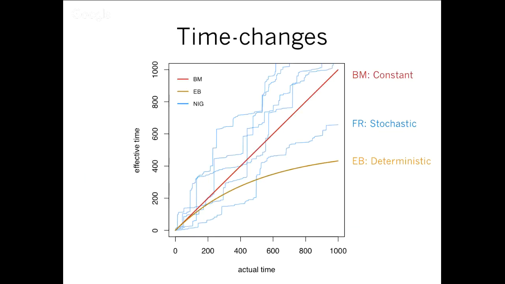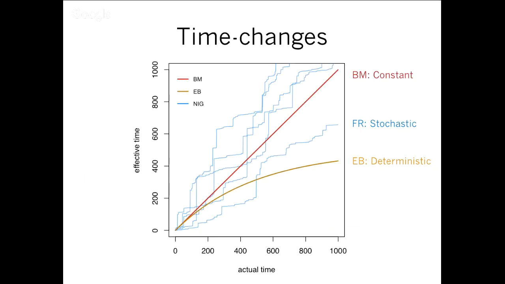Now, there are different types of time changes. For example, for a Brownian motion model, there is no time change. We're saying that each unit of actual time on the x-axis corresponds to 1 unit of effective time on the y-axis. You can have deterministic time changes. That's what we're doing for that early burst model that I described earlier. For each unit of actual time, we have a decreasing return on the number of units of effective time. So evolution will effectively slow with respect to time.